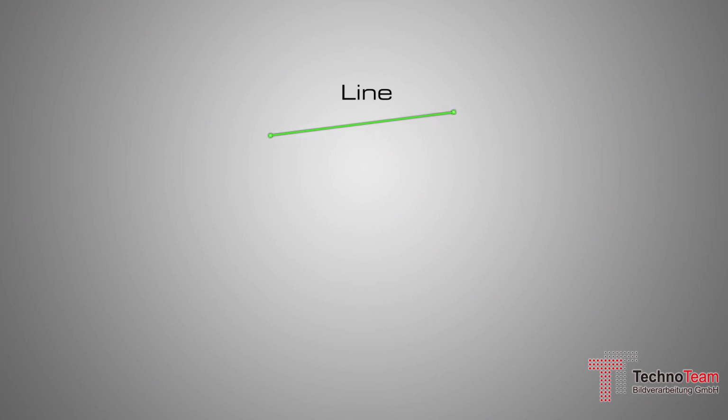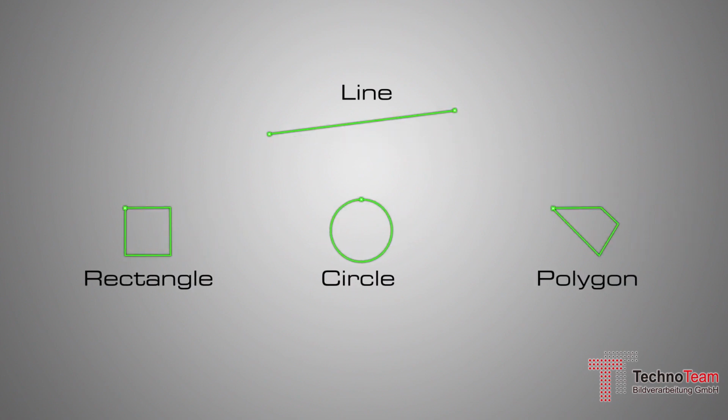However, as this statistical type evaluation is performed along the control lines of a region, therefore, plane measuring regions like rectangle, circle, and polygon can also be used.